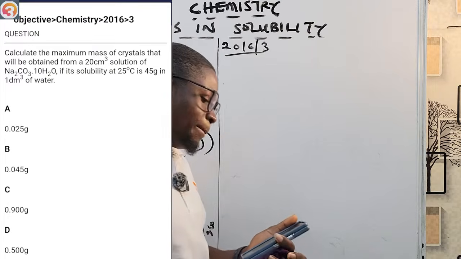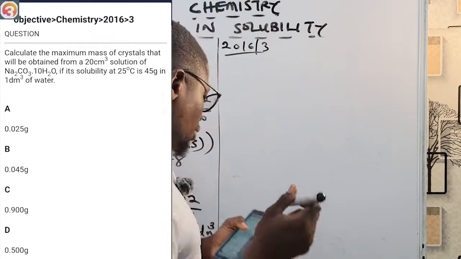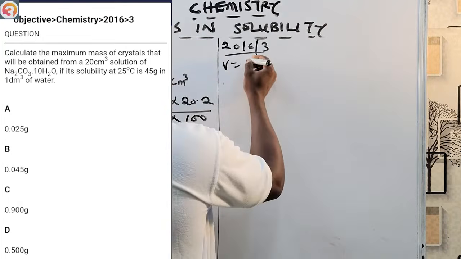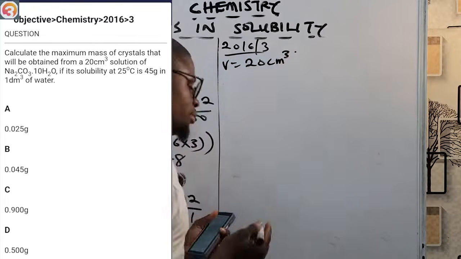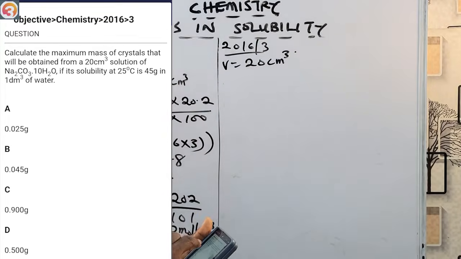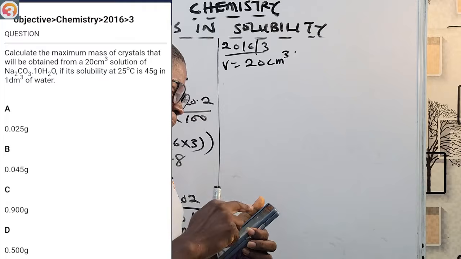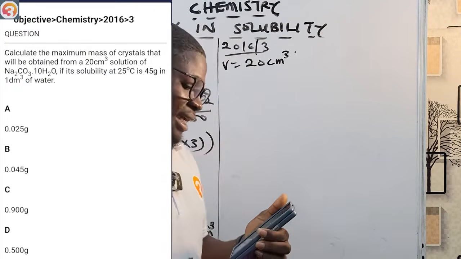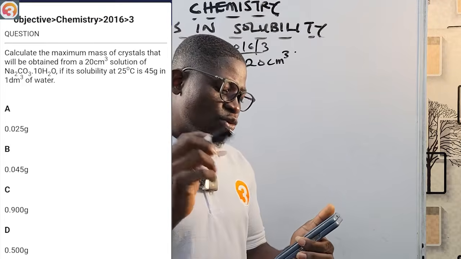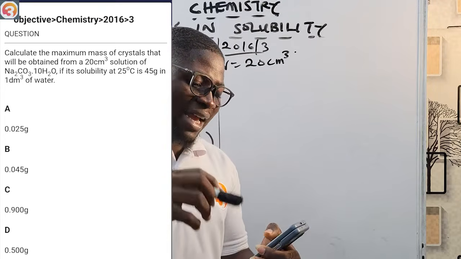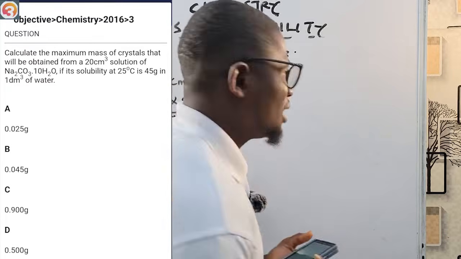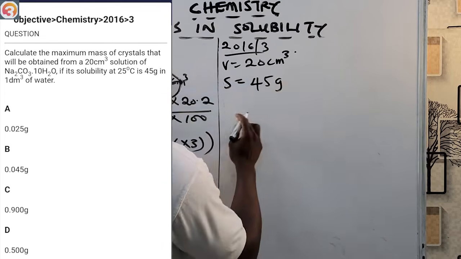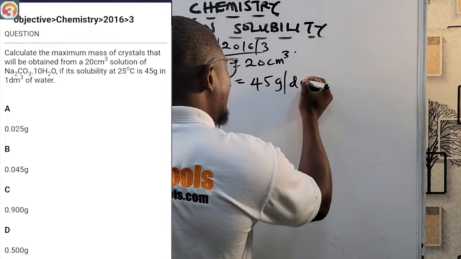They say calculate the maximum mass of crystals that will be obtained from 20 cm cube solution. Now we are given the volume of solvent as 20 cm cube. Please take note. They said of sodium carbonate decahydrate, Na2CO3.10H2O. If the solubility at 25 degrees Celsius is 45 gram in 1 dm cube of water, that means we are given the solubility to be 45 gram per dm cube.